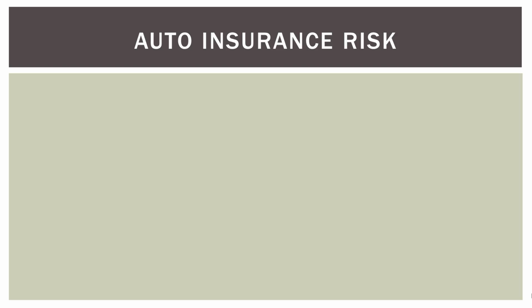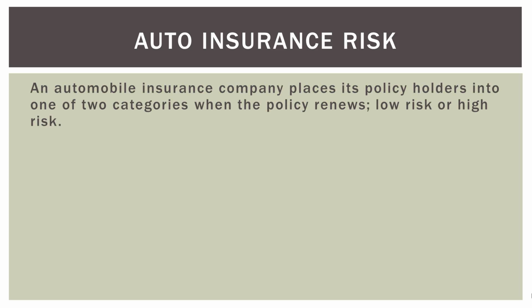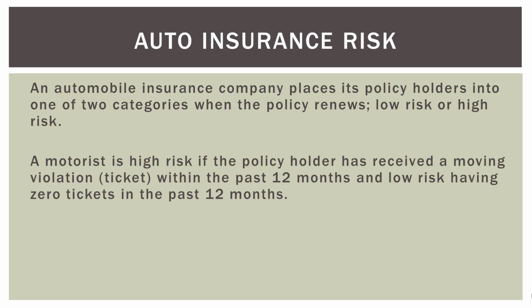So the first example we're going to look at has to do with auto insurance risk, and it's a very simple problem that will get us started in how to understand Markov chains. An automobile insurance company places its policyholders into one of two categories when the policy renews. They either go into the low risk category or the high risk category. Now a motorist is high risk if the policyholder has received a moving violation or a ticket within the past 12 months, and low risk if they've had 0 tickets in the past 12 months.